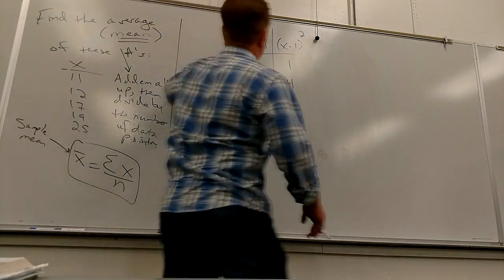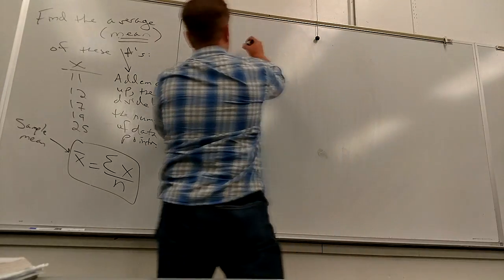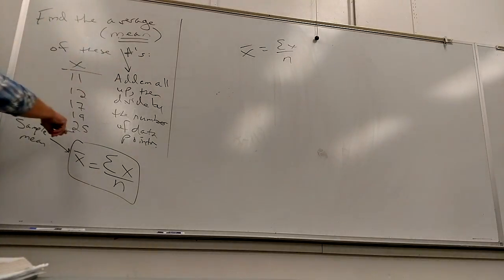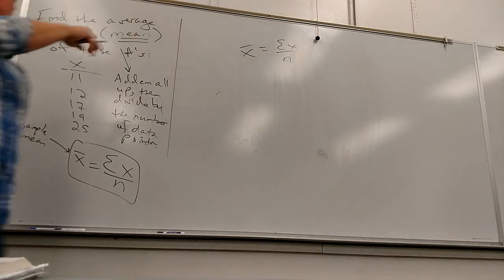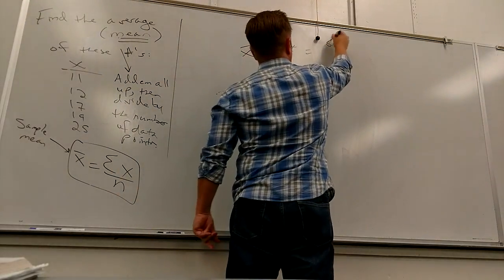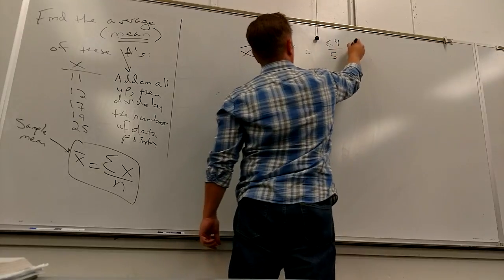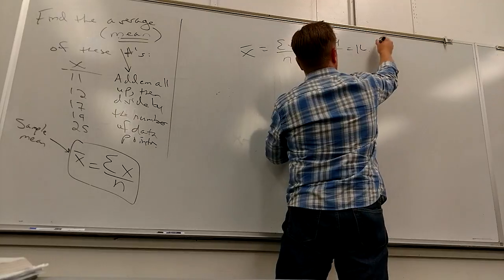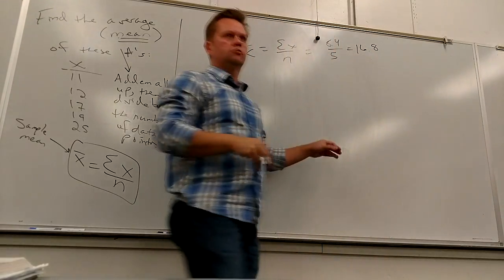So what do I get when I do that? Of course, let's just do that real quick. So the mean is the sum of x over n. What's the sum of the x's here? 84. Divided by 5. Is 16.8. Okay.